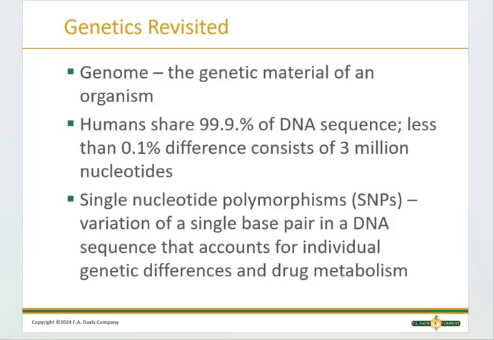So these variants that we've talked about are the SNPs. And the SNPs are the single nucleotide polymorphisms, which is the variation of a single base pair in a DNA sequence that accounts for individual genetic differences in drug metabolism.